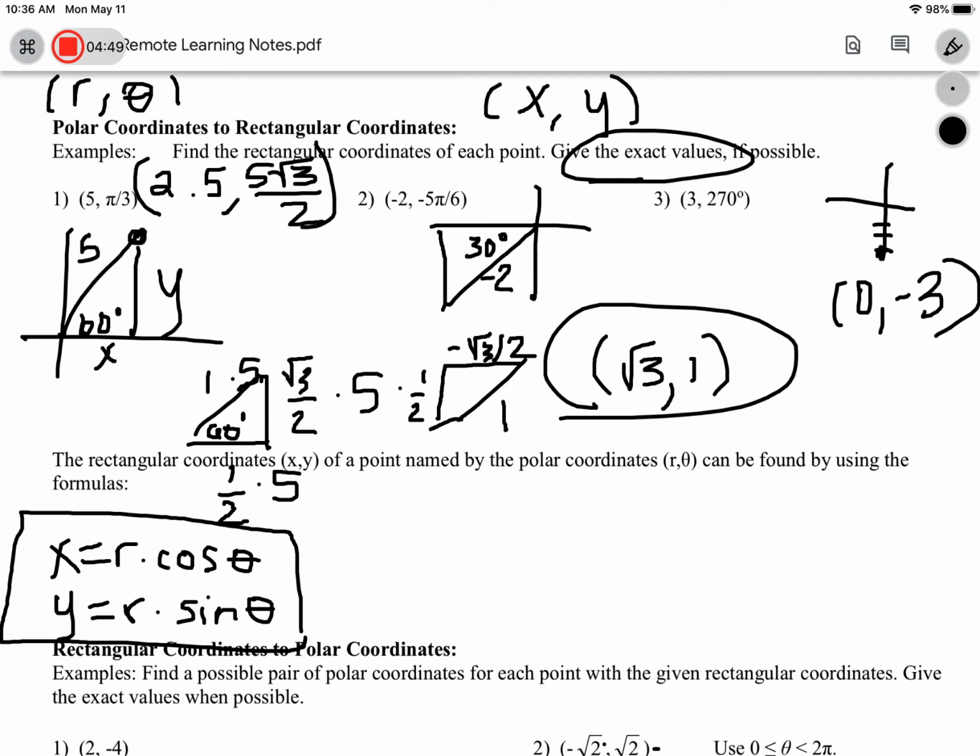Again, if you had thought of it as radius times cosine theta, radius times sine theta, you still would have gotten the same answer. The sine of 270 is negative 1, and negative 1 times 3 is negative 3. So these formulas will work if you'd rather think of them that way.